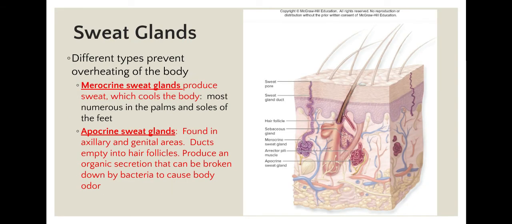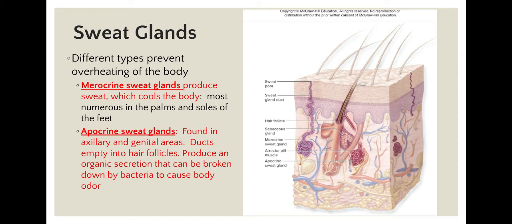Then sweat glands. There are different types of sweat glands to prevent the body from overheating. You have merocrine sweat glands that are going to make sweat that cools the body. And this is very common on the body and also on the palms and soles of the feet. This is that watery sweat. It doesn't really have a smell to it. It's really there when your body overheats. You release the water and some salts. It evaporates away and it cools your body.